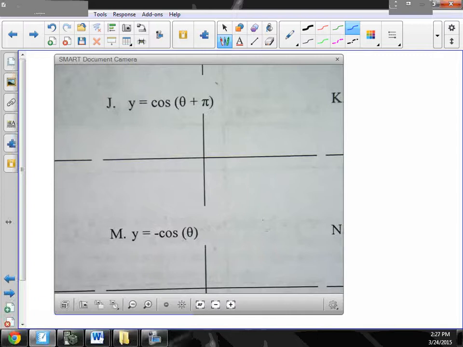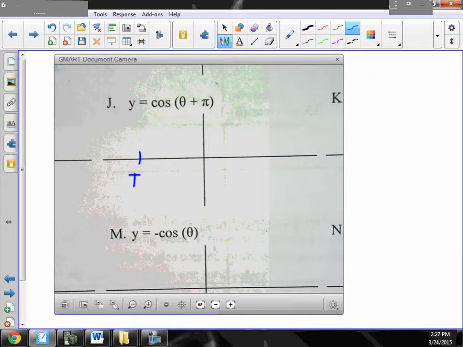So, J. Which direction am I moving? Left. We'll get to K. We're going to move left to pi, negative pi. What's my next critical point? Negative pi over 2. Now, I keep using this word critical point, and it means what you think it means, those 5 marks that are important.